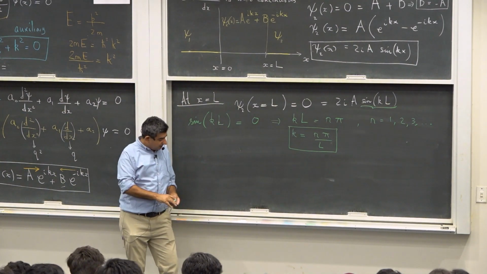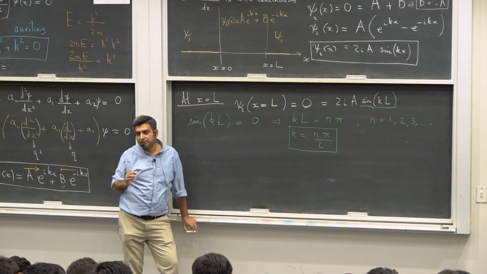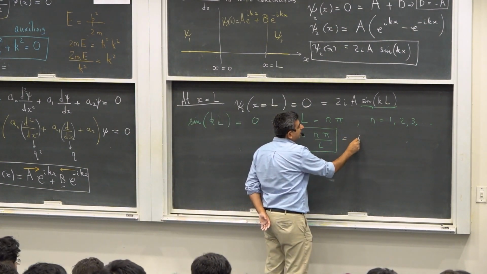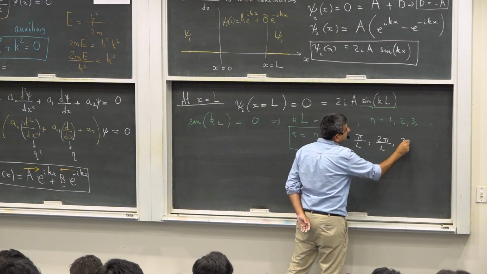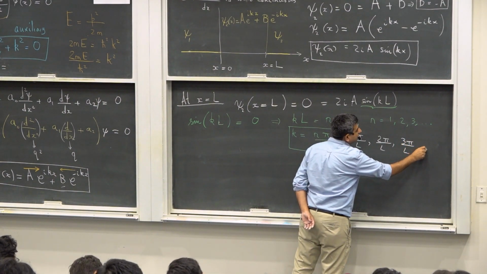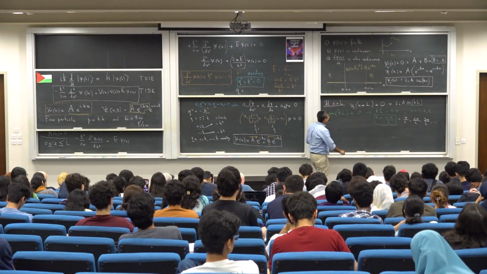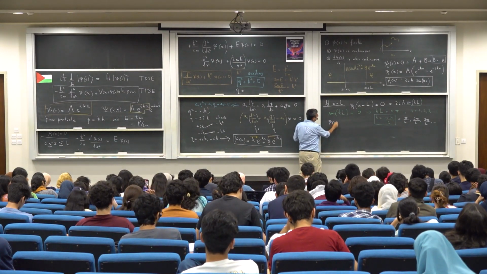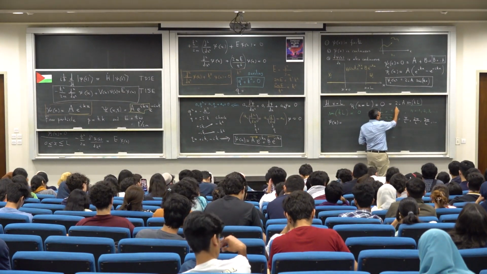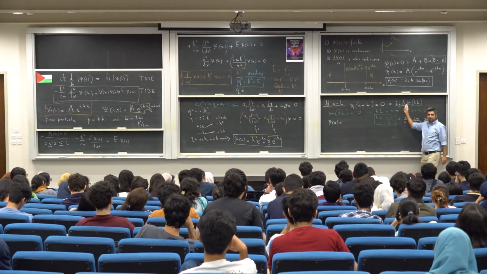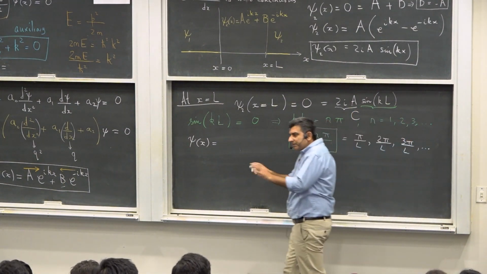Can I have a equals 0? Mathematically, yes, but then the wave function will not exist whatsoever, which means there is no particle. But there is a particle. So a cannot be 0. So the only manner in which this can be satisfied is by putting this trigonometric function equal to 0. So sine of kL is 0. So when is the sine of some number 0? When kL is a multiple of pi. So this means kL must be a multiple of pi.